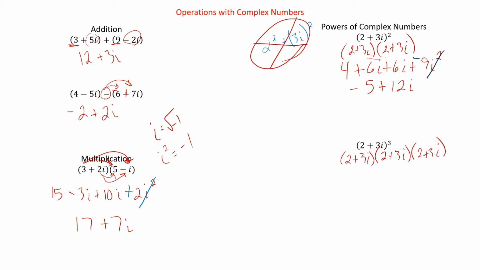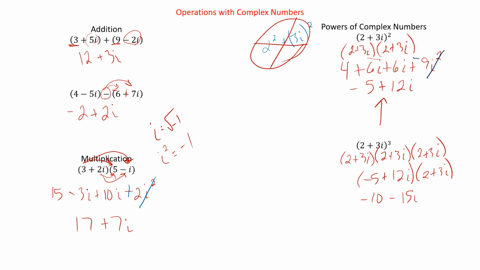Well, do 2 at a time. We already know from right up here that when we multiply 2 of them, we're going to get negative 5 plus 12i times (2 plus 3i). Now we distribute this. Negative 5 times 2 is negative 10. Negative 5 times 3i is negative 15i.